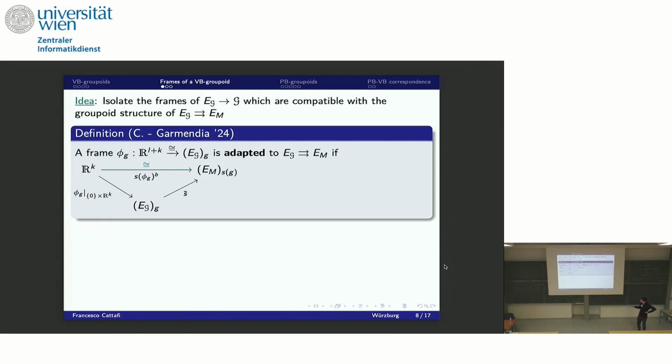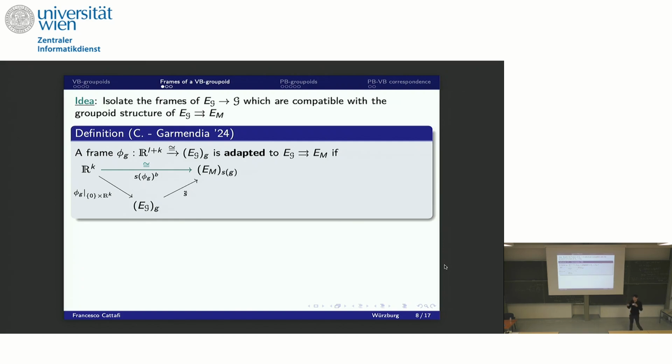It means that we want to restrict the frame to the second group of coordinates. So we put 0 as the coordinate in RL, and we consider only the one in RK. We go to EG, and then we go down using the source to EM. The condition is that this map, that we define with this triangle, must be a linear isomorphism. So somehow, if a frame is adapted, then we get a natural frame of EM.